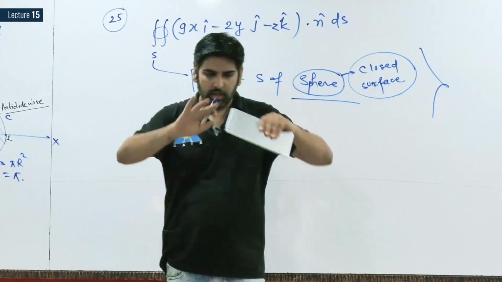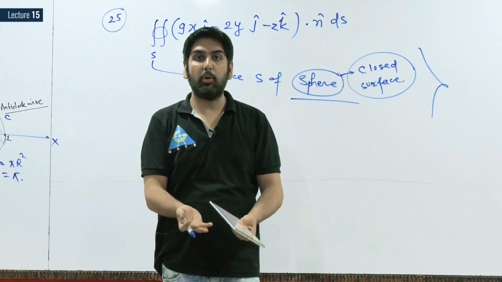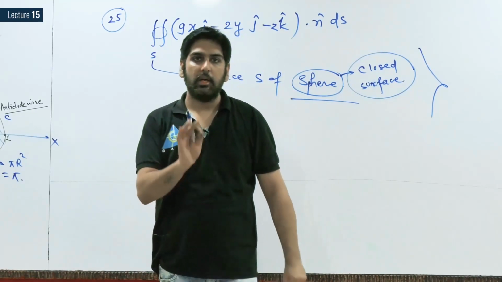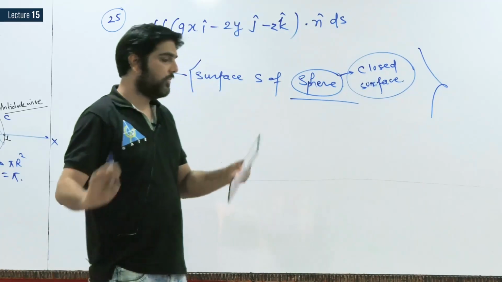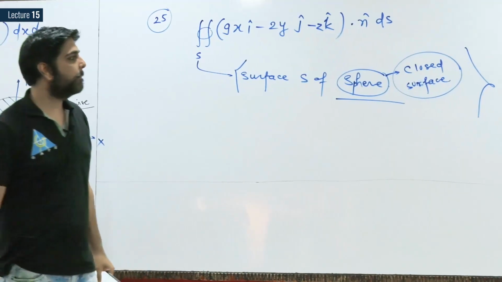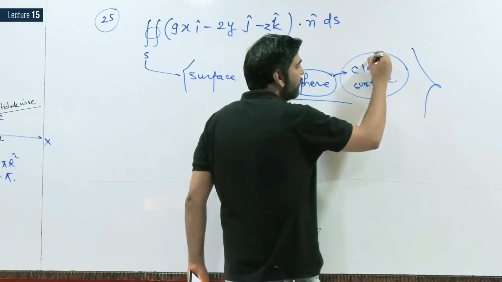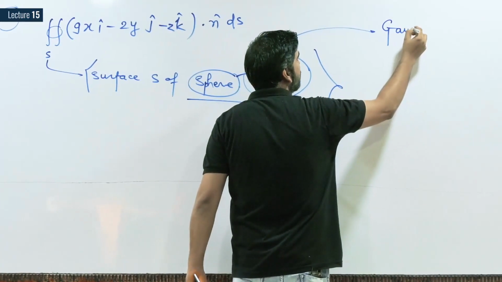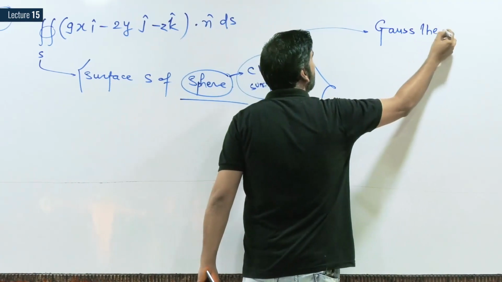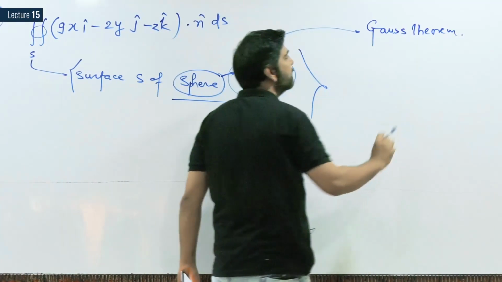What is a sphere? Like a football. A football is a closed surface. You are getting my point? It is a closed surface. Now if it is a closed surface, then our thumb rule of GATE examination for mathematics is what? Apply Gauss theorem. No need to worry or think anything, I am saying.